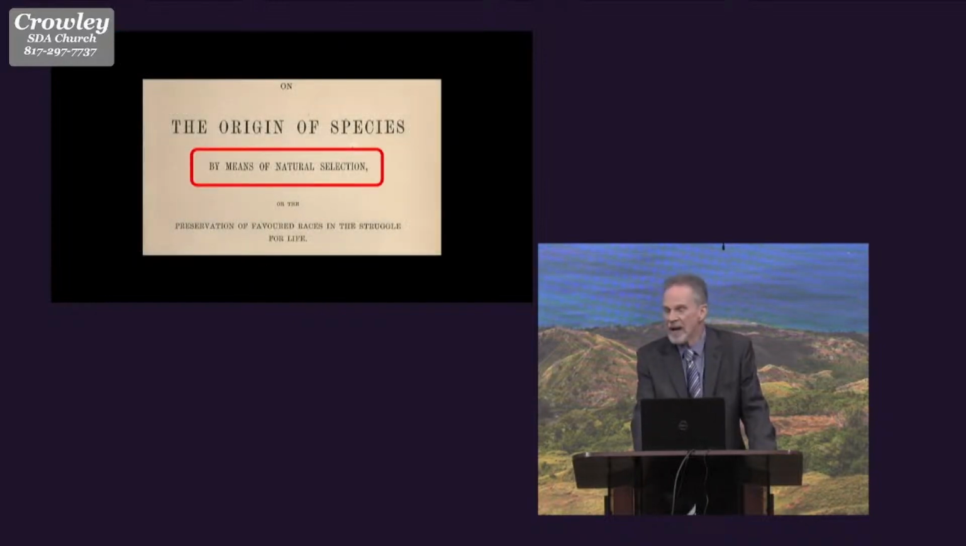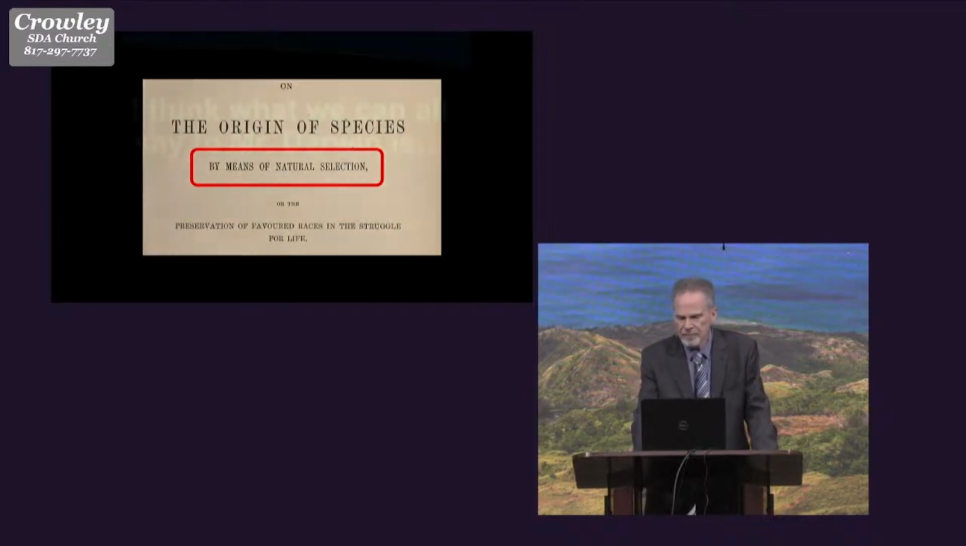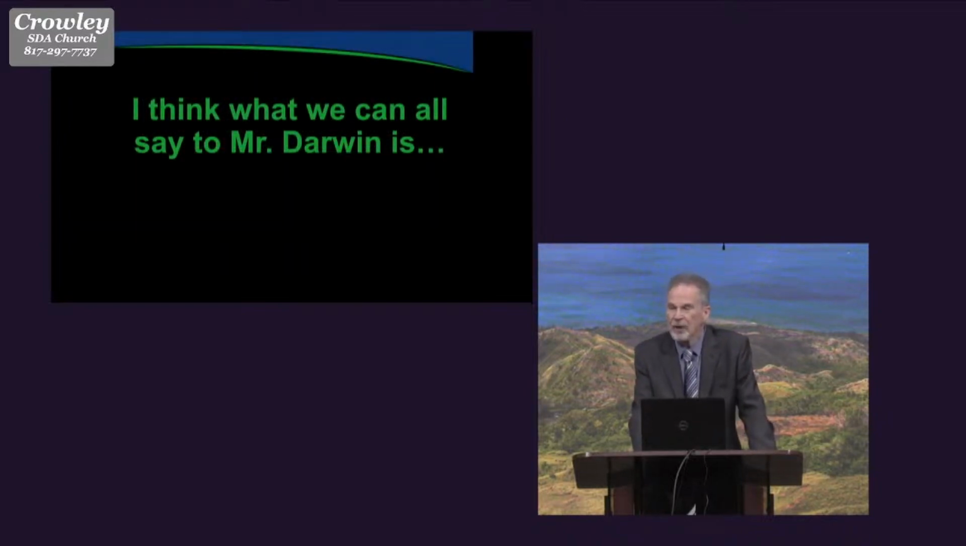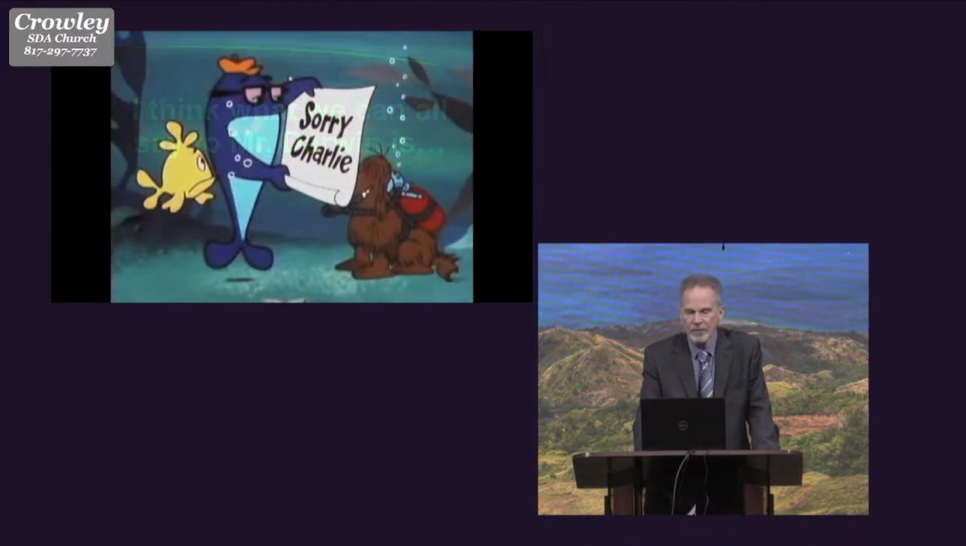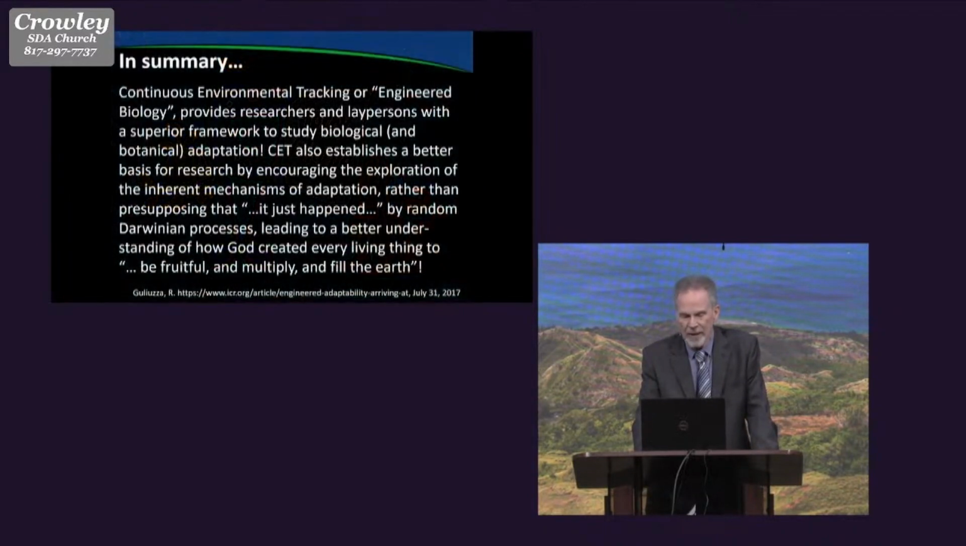Now, I want to just quickly go back to this idea of natural selection. I think what we can all say to Mr. Darwin after all of this is, sorry, Charlie. It doesn't work. Dr. Galuza wraps up this article by saying, continuous environmental tracking also establishes a better basis for research by encouraging the exploration of the inherent mechanisms of adaptation, rather than just supposing that it all just happened, like the evolutionists have to say, by random Darwinian processes, leading to a better understanding of how God created every living thing to be fruitful and multiply and fill the earth.